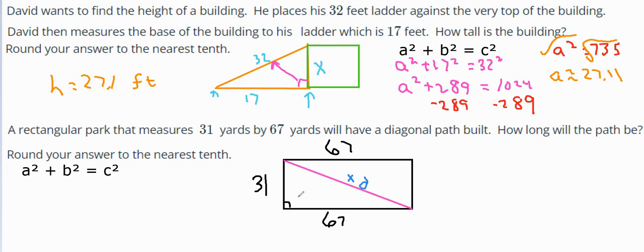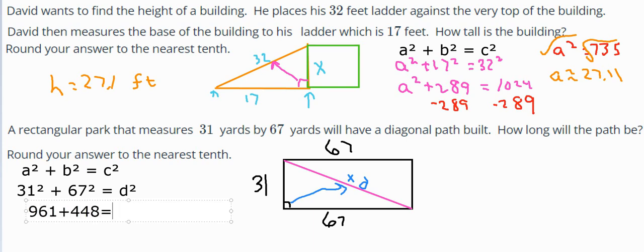It's A squared plus B squared equals C squared. Well, we are looking for the hypotenuse in this one because that's the one we don't have. I'll just call it D squared, like why not? So we're going to have 31 squared, 31 times 31 is 961. 67 times 67 is 4489, equals our D squared. Combine like terms, 961 plus 4489 is 5,450. That's going to equal D squared.